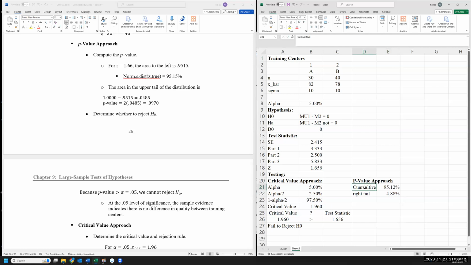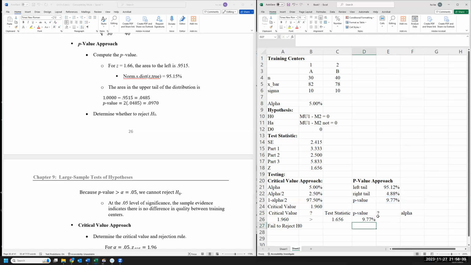I should call this the left tail. And then the p-value, this is just double the right tail. And there it is. It's like 10%. Okay, 9.77.